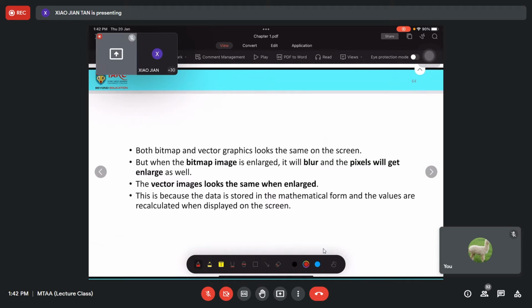So both bitmap and vector graphics look the same on the screen, but when the bitmap is enlarged, it will blur and the pixels will get enlarged as well. That is because it depends on the pixels. The higher the number of pixels, the clearer the image. It is the same idea as the video: the higher the frame, the higher the resolution of the video itself.